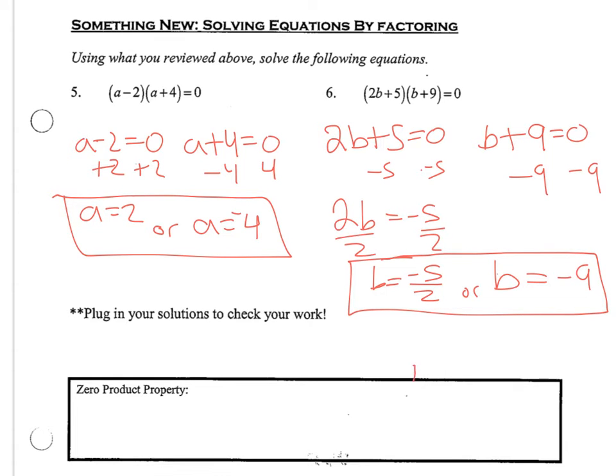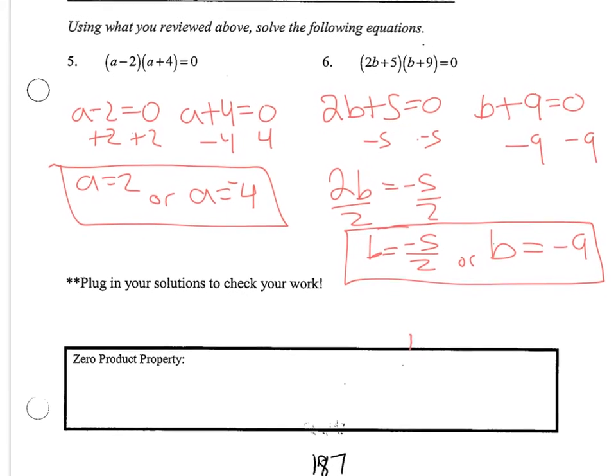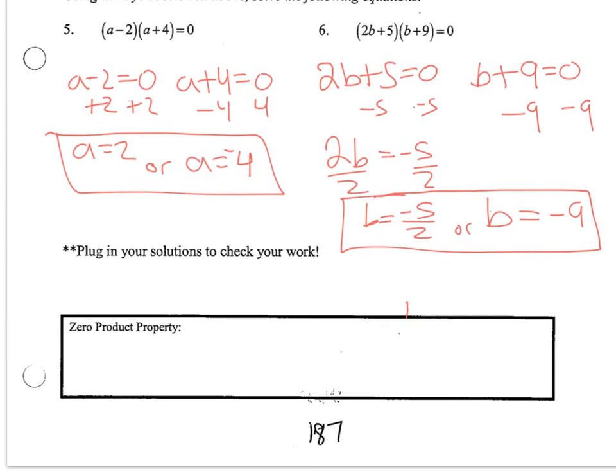Okay, why does that work? Well, it's something called the zero product property, right? And that goes like this. If a times b equals 0, and that's multiplication, a times b equals 0, then we know that a has to be 0 or b has to be 0.